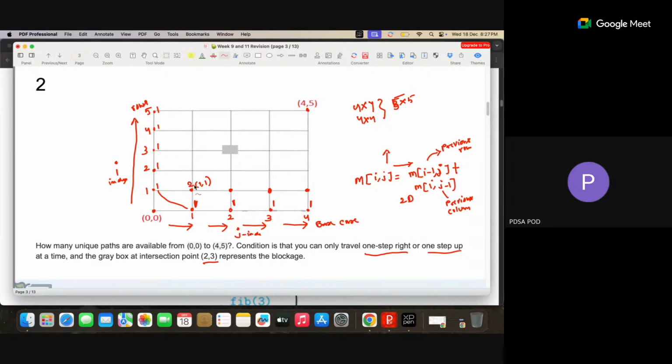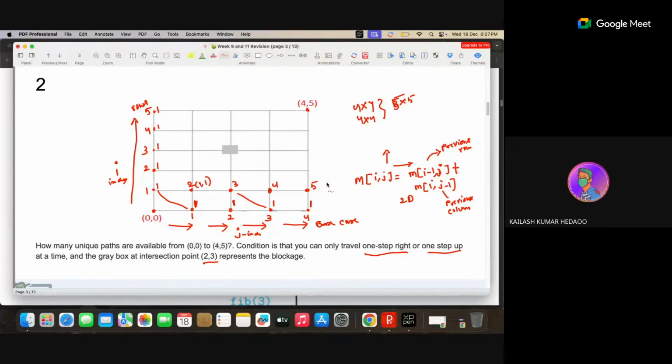This we are getting is 2. Similar way, these two we are calculating, 2 and 1, means 3. Similar way, this 3 and 1 we are calculating, 4 we are getting. This 4 and 1 we are calculating, 5 we are getting. Is it right?